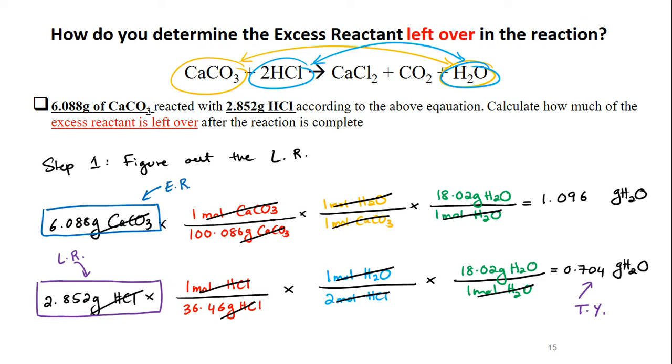So we did a limiting reactant problem, and we figured out our theoretical yield, our limiting reactant, and our excess reactant. Okay, so the question is how much of this excess reactant is left over, which means all 6.088 grams of calcium carbonate is not used up. We have to figure out how much of that is left over, which is now going to be the second thing that we do. So we just did the first step, and now we're going to do step 2.